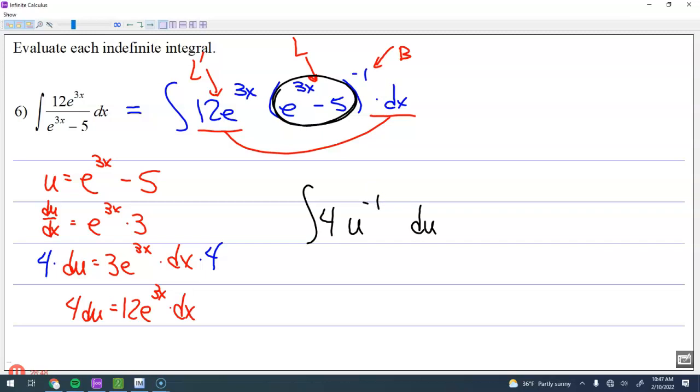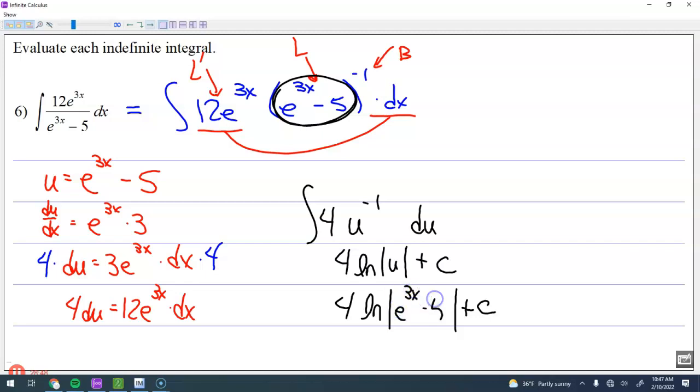And then this is mixing up e's and ln's, because now my big guy is this negative 1. So normally it's a power, so I'm going to add 1, multiply by, oh crap, that doesn't work. Oh yeah, that's natural logs. So natural log of u, bring down the 4, plus c. And then what do I put back in place of u? Not u. e to the 3x minus 5.